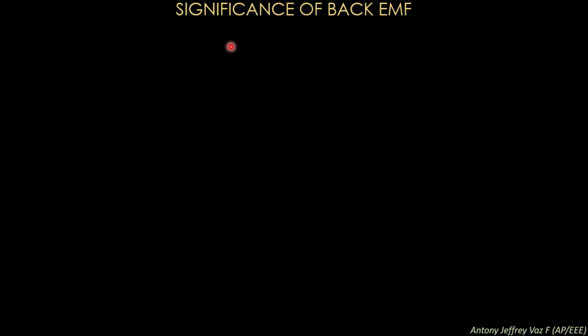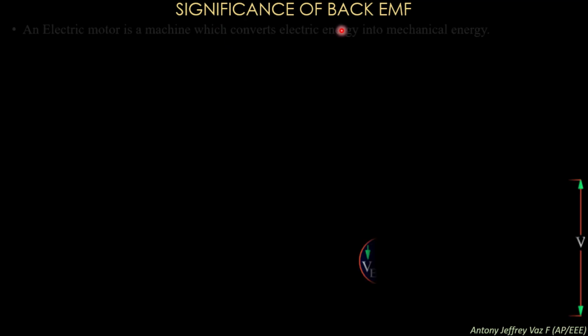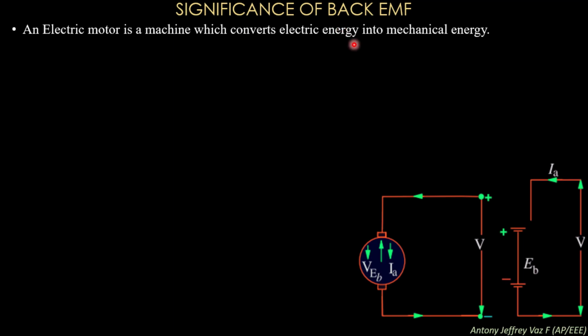Next we are going to see some concepts about the DC motor. First we need to know the significance of back EMF. An electrical motor is a machine which converts electrical energy into mechanical energy. So in a motor you need to supply electrical energy, whereas the motor will give you an output of mechanical energy by rotating its shaft.